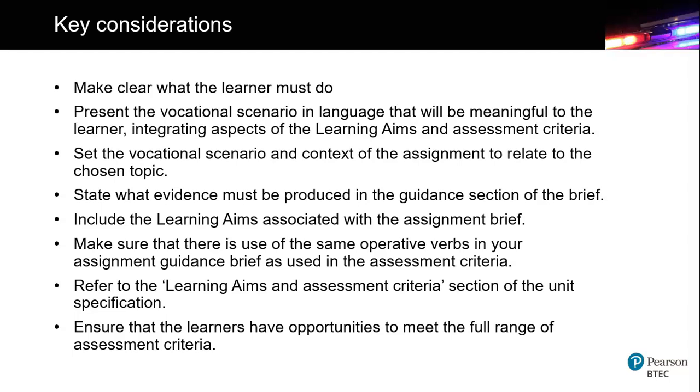When you're writing your assignment brief, be clear what evidence the learner needs to produce in order to meet the requirements. So what are you asking them to produce? Make sure you include the learning aims that are targeted by the assignment brief, as well as the assessment criteria. Within your task, please use the same operative verbs that are used in the assessment criteria. It's really important that you don't change those, because that could very subtly change the focus of the evidence that you're asking the learner to produce.